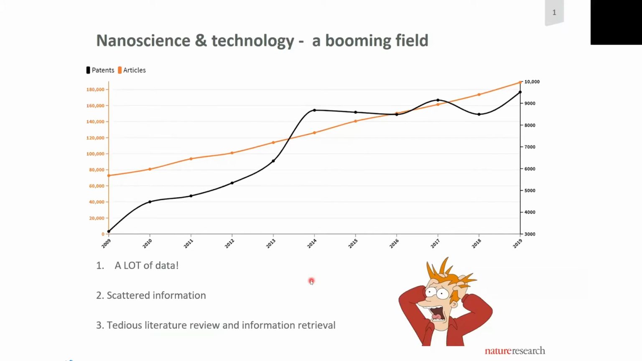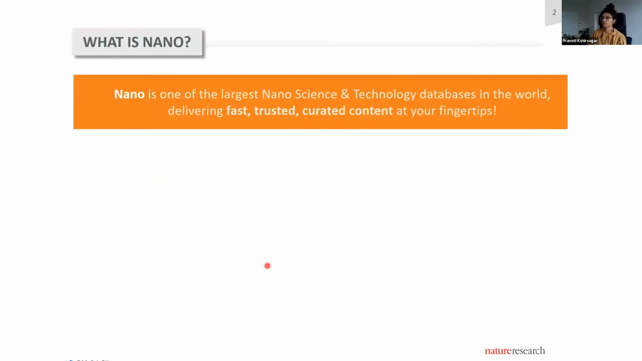Thanks. So basically, to offer a solution to all these pain points for the field of nanoscience and technology, and it's quite an inclusive field, of course, Nature Research launched its first non-journal product, the Nano database, which is nano.nature.com, with the idea of bringing all the information about nanoscience and technology under one umbrella.